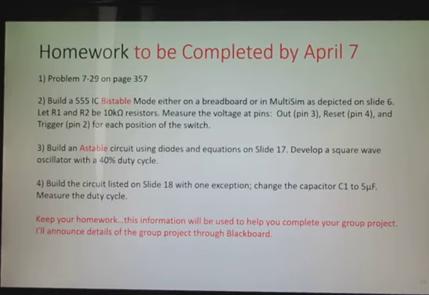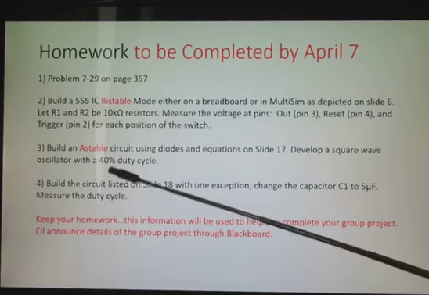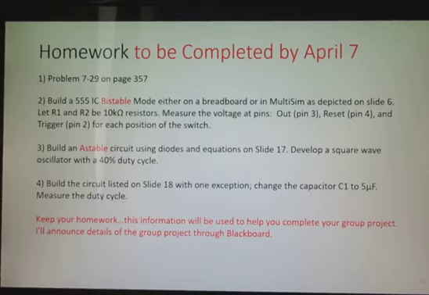Next, I want you to build an astable circuit using the diode equations in slide 17. Develop a square wave oscillator with a 40% duty cycle. So it's a design problem. Then number 4, build the circuit listed on slide 18 with one exception. Change the capacitor C1 from 10 microfarad to 5.